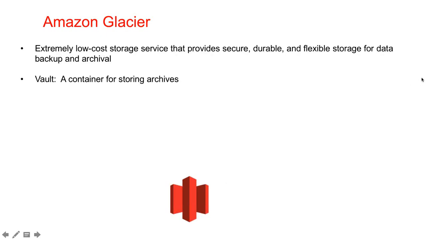In the Amazon Glacier, we use something called vaults. A vault is a container for storing your archives. So the vault is your container, whereas archives are the pieces of data that you store in the vaults. If you can recall, in the S3, the container is a bucket, whereas the objects are the pieces of data. So over here, the vault is your container that contains your archives, which act as your pieces of data.